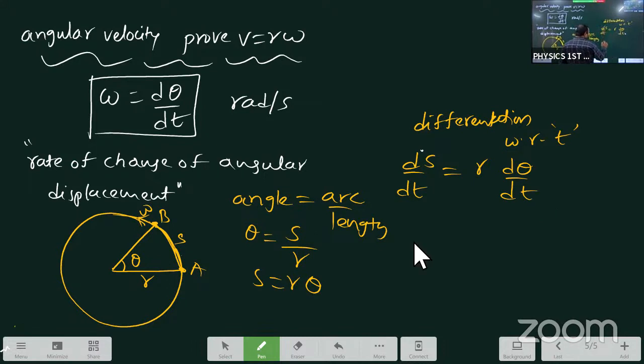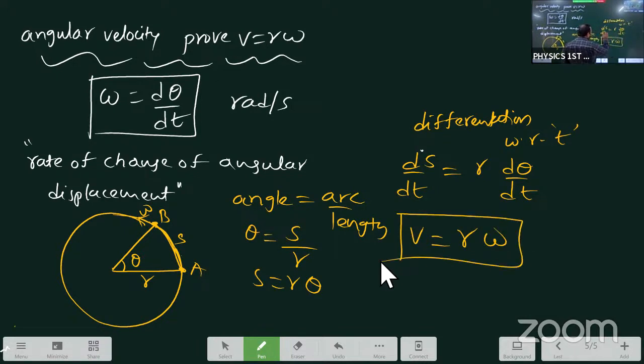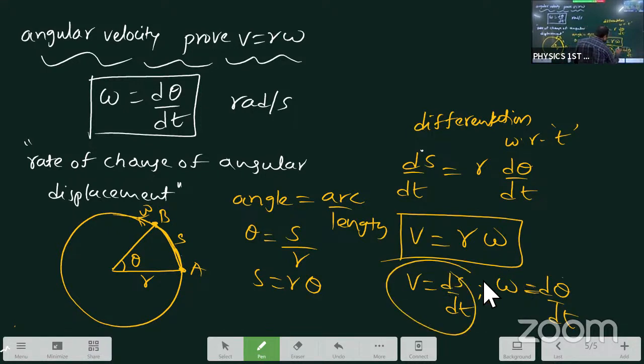Rate of change of displacement is v, and rate of change of angular displacement is omega. So v equals r omega. You write v equals ds by dt, and omega equals d theta by dt. This is velocity, and this is angular velocity. So, students, define angular velocity and prove v equals r omega. Angular velocity means rate of change of angular displacement. This is the omega, angular velocity.